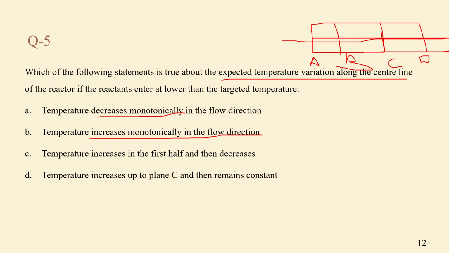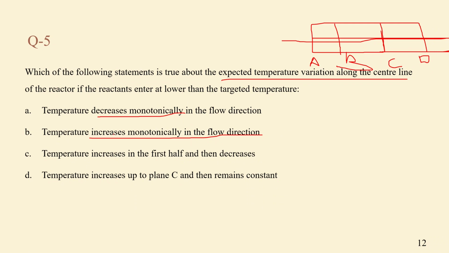It was mentioned that it can be preheated or cooled depending on the requirement. So since the reactant is entering at a lower temperature than the targeted temperature, between planes A and B there is a heater according to this context. So there is a heater and it is increasing the temperature. After B and C, it is further increased because of the exothermic reaction, and after C it remains constant. So temperature increases in the first half and then decreases.